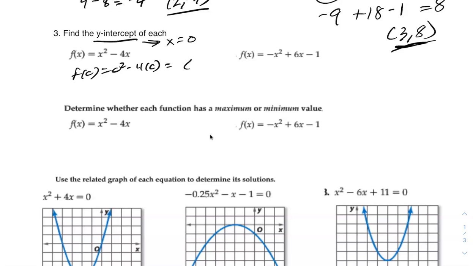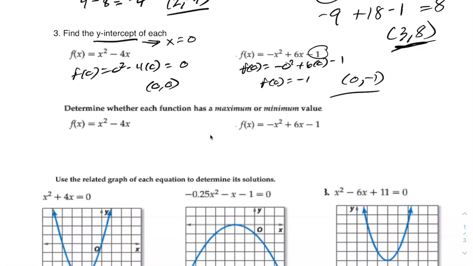And I get 0, 0. Okay, that went too fast there. I get 0, and then remember, the point would be (0, 0), because my x is 0, my y is 0. Over here, plug in 0. If you notice by now, after this one you should notice that I just get negative 1. It's the constant. So my point here, I plugged in 0, so x is 0, my y is negative 1. That's my y-intercept.